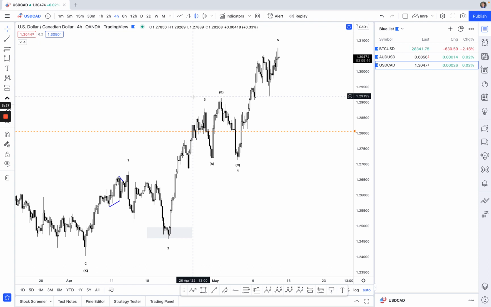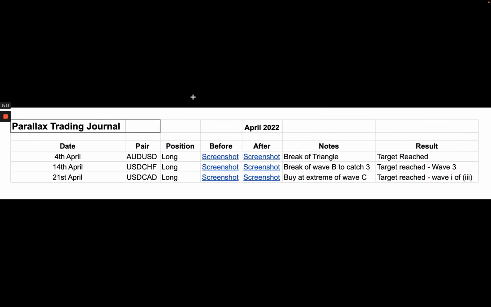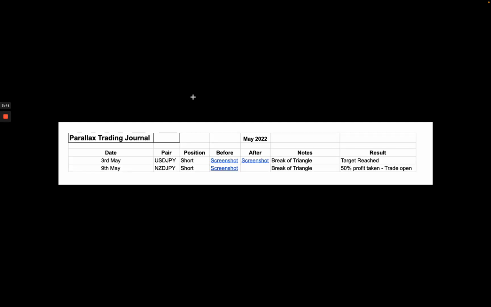All right, so before I jump into candlestick patterns, I just want to show you guys some of the trades that we've been calling out for our Discord community. So we've been pretty active in April and May. We've taken a trade on Aussie dollar, dollar Swiss, dollar CAD. And in May so far, we've taken two trades, one on dollar yen and one on Kiwi yen.